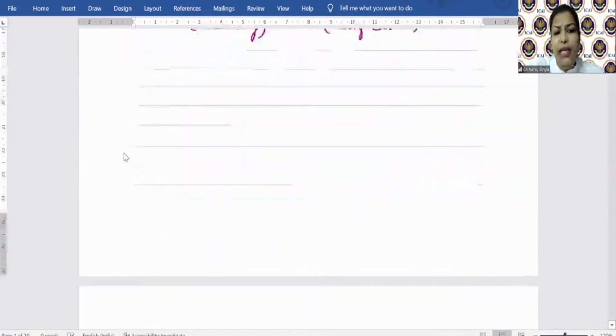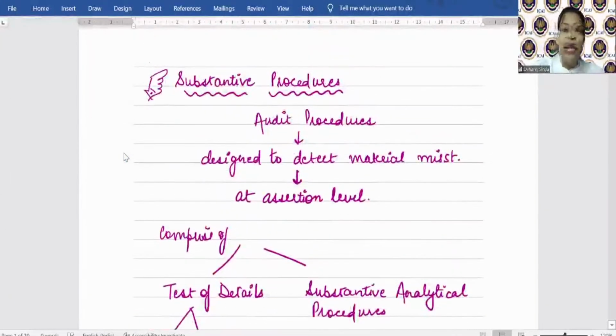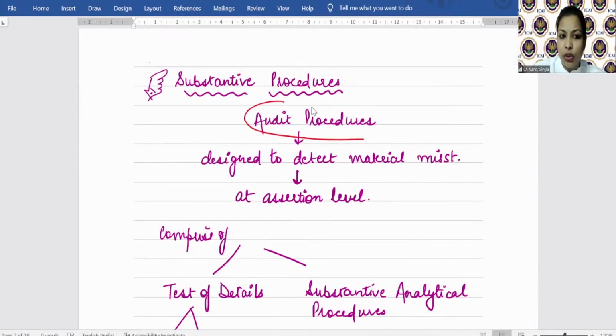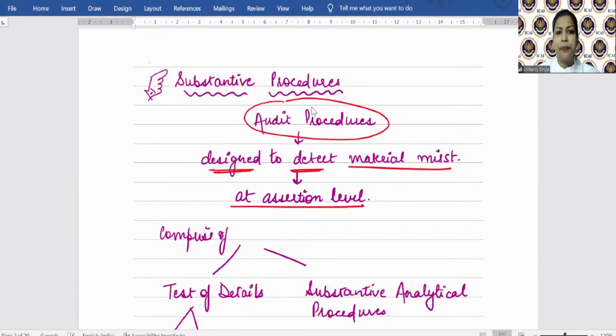Now, what are substantive procedures? So, substantive procedures are the audit procedures. They are audit procedures only. Why? Designed to detect material misstatement at the assertion level. Students, we have not discussed the term assertion as such in detail. We will be discussing that after this topic.